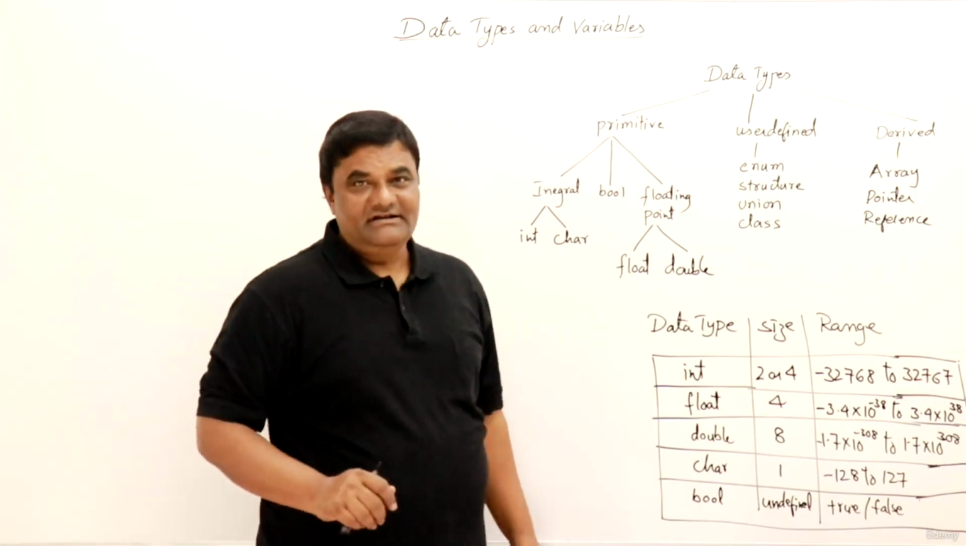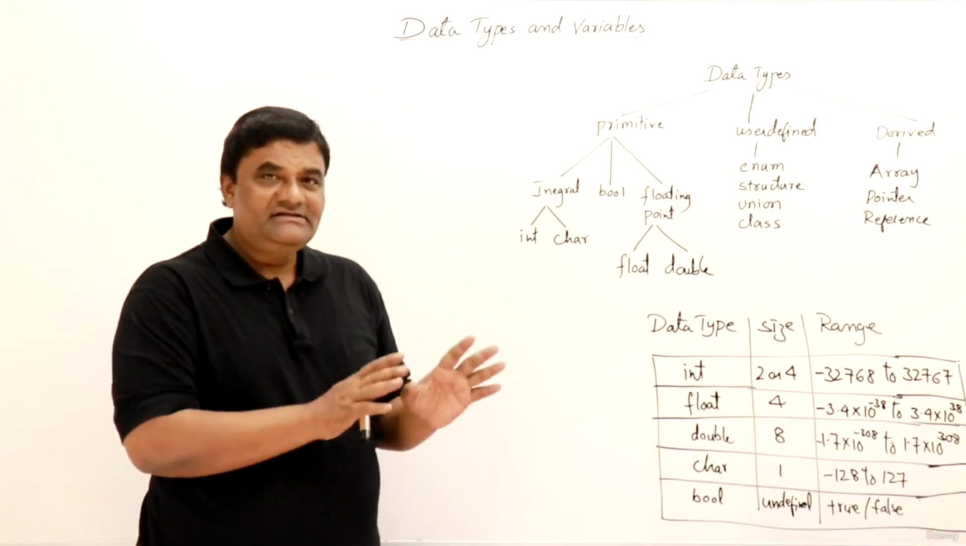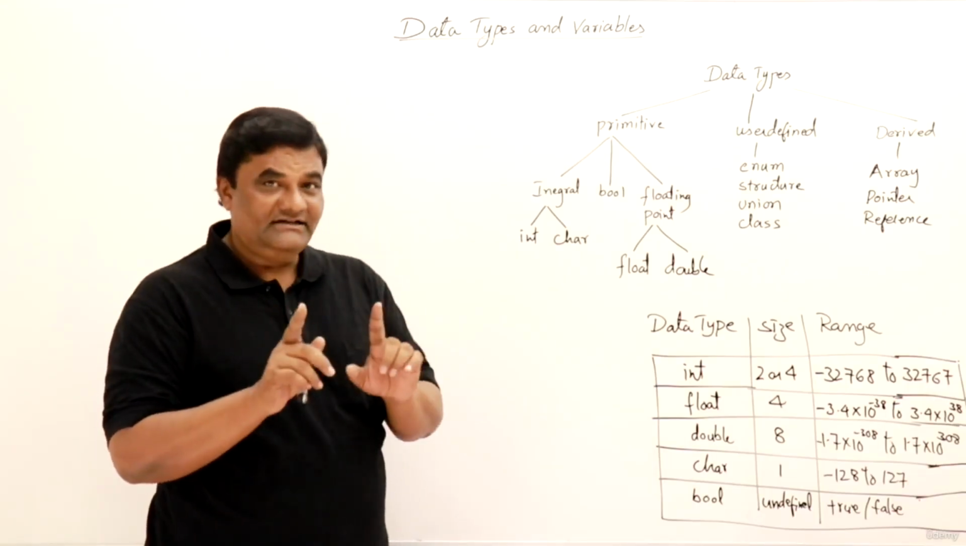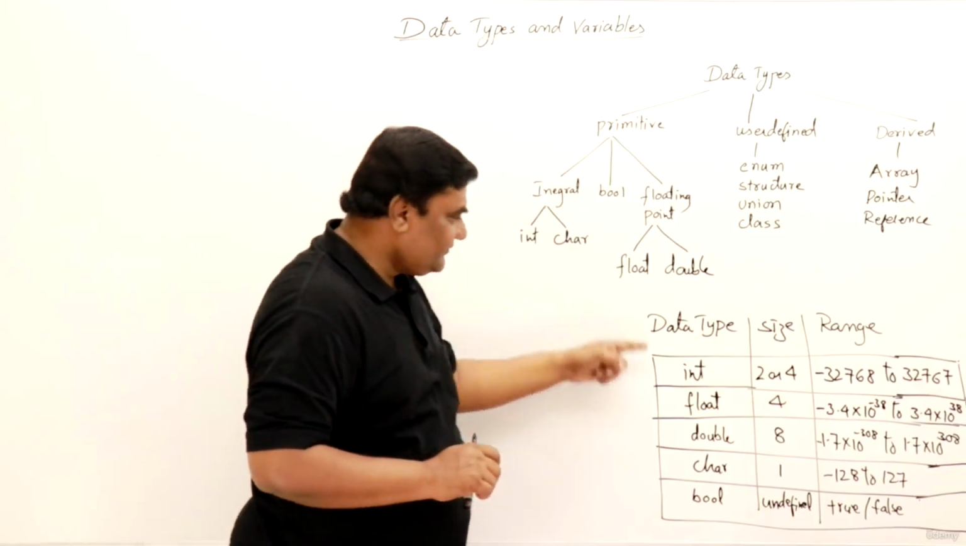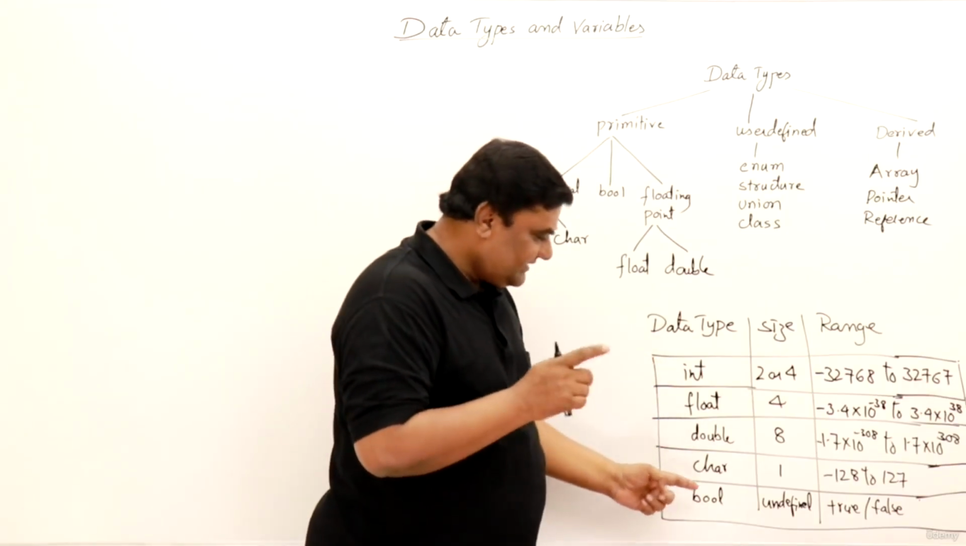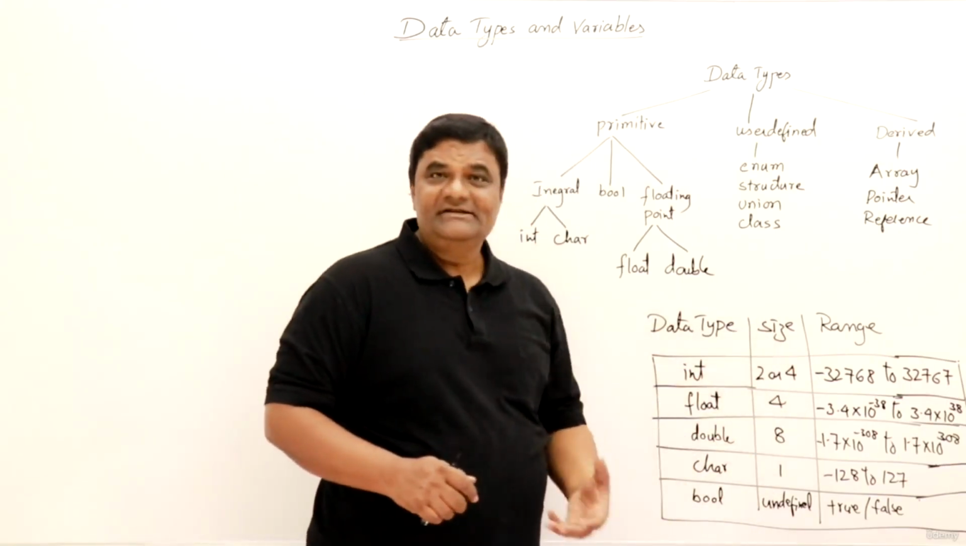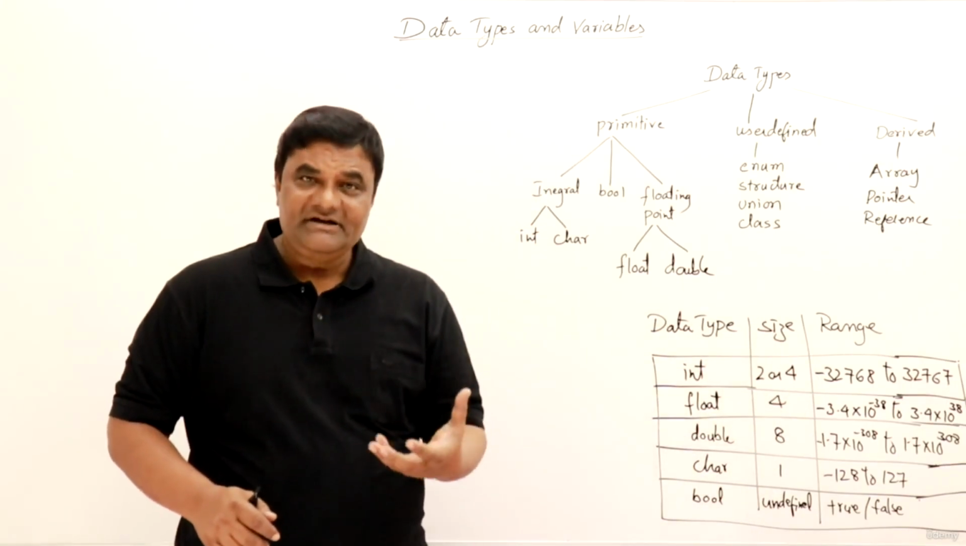Let us see what the data types are. For those data types, we have to know a few things, and among these, you must remember a few things. I'll highlight what you should remember. Let us look at the table. Data types are integer, float, double, character and boolean. And these are their sizes. Sizes means how many bytes of memory they take.